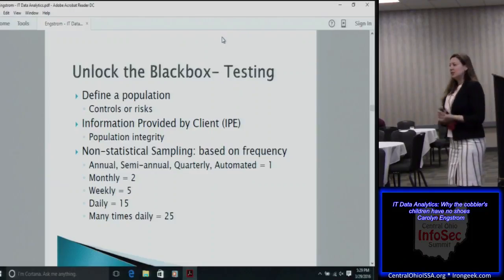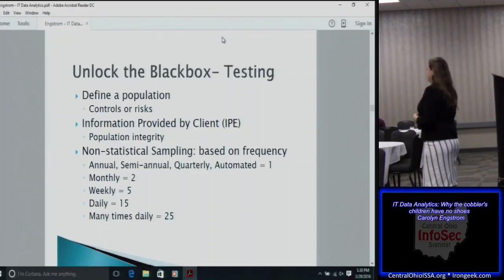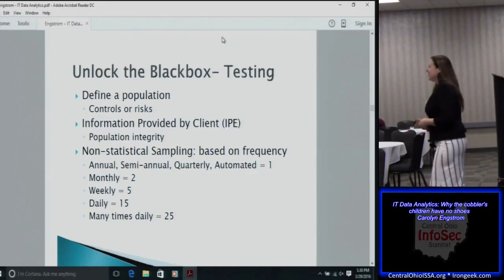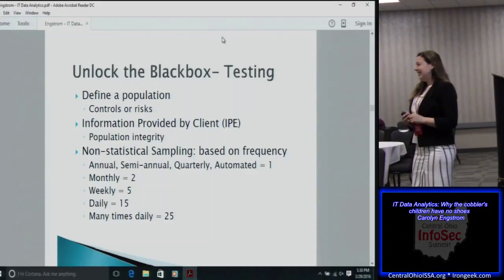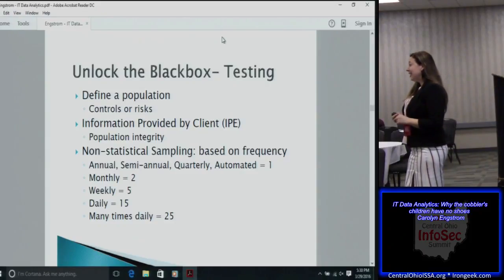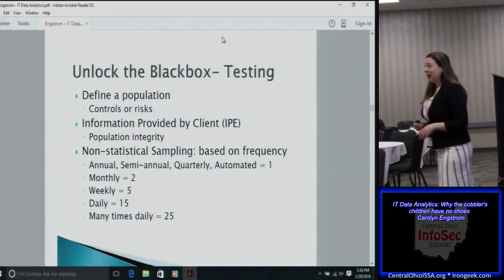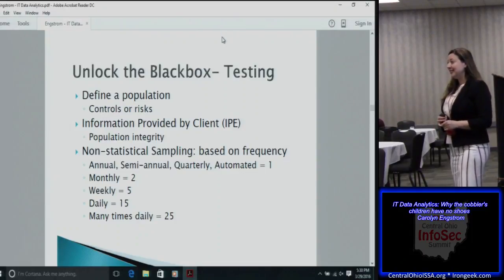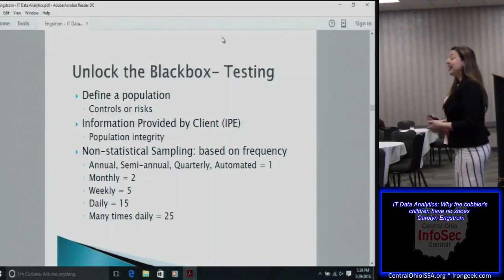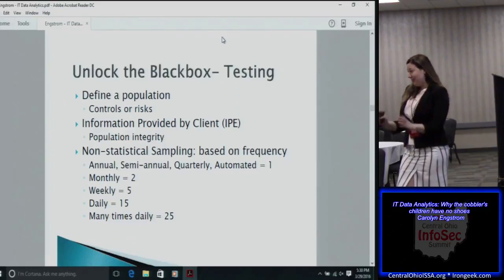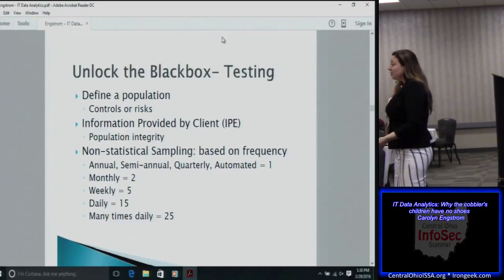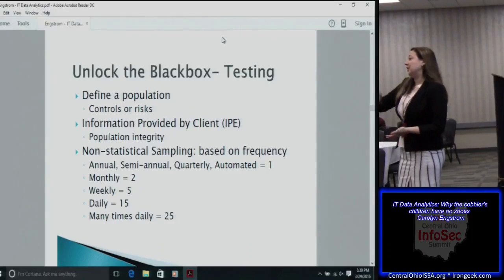First, does anybody know what a population is? I mean, it seems pretty straightforward. But can anybody give me a definition of what a population is? If the auditor said, give me the entire population of servers, a population is that area of risk. And you need to know what your auditor's population was. It was all the servers that were Windows 2012.